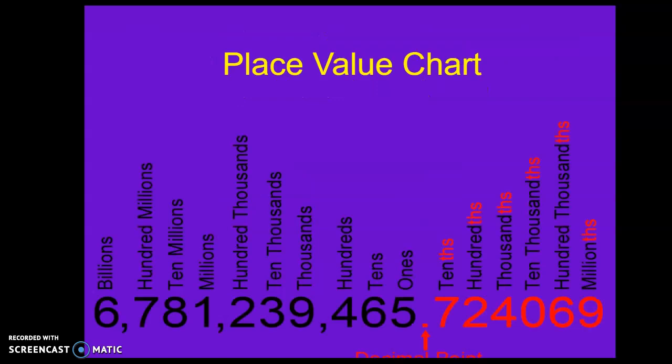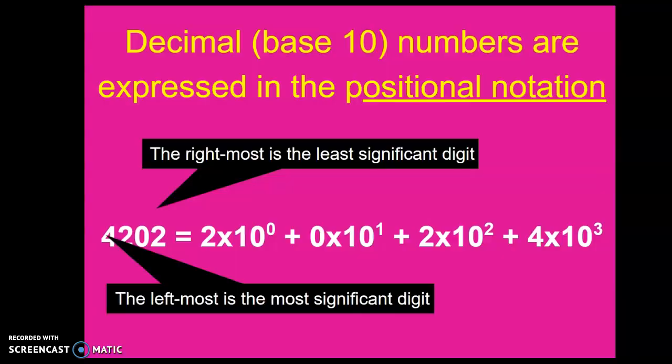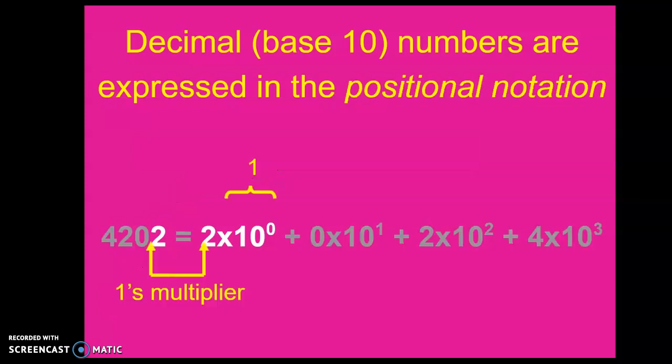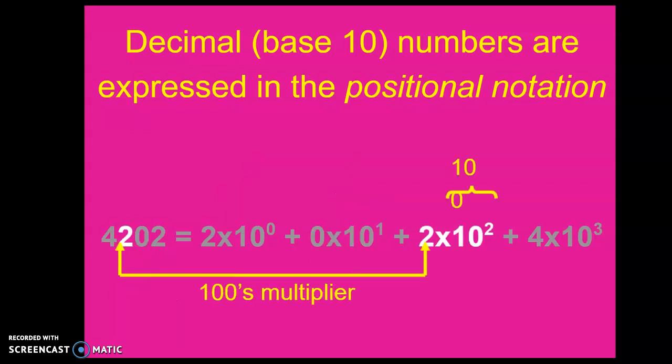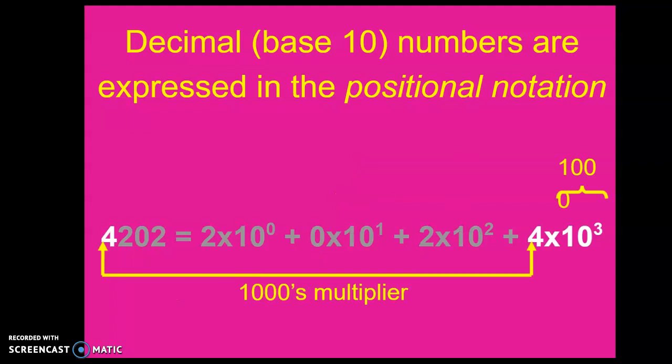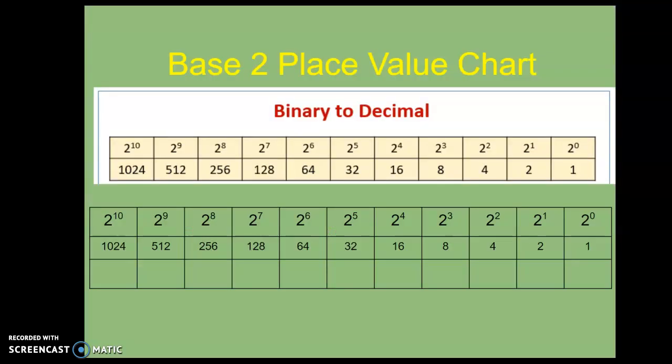This is the place value chart that we all looked at in third grade, and we're used to that. Ones place, tens place, hundreds place, and so on. Every place has a different value. For example, you're familiar with the ones place, the twos place. So essentially, it's 2 times 10 to the 0. This is 10 to the 1. This spot is 10 to the 2. The spot is 10 to the 3.